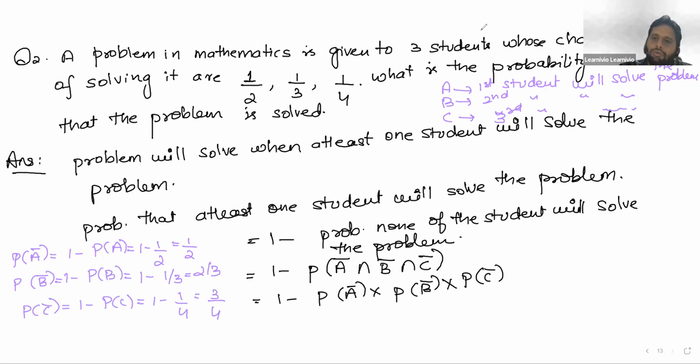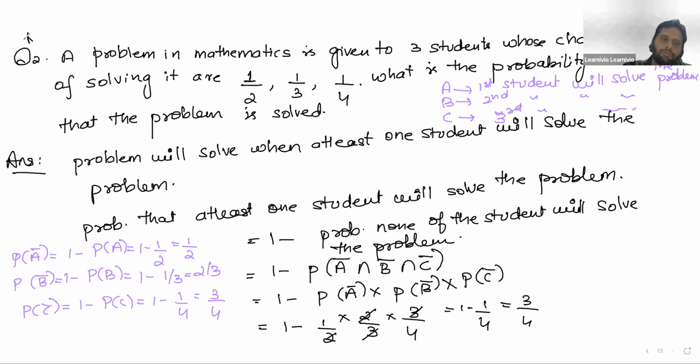Now you just need to put all these values here. So it is 1 minus 1 by 2 into 2 by 3 into 3 by 4. Cancel out the 3 and 2, so you get 1 minus 1 by 4. So this is equal to 3 by 4. This is also a very good question.